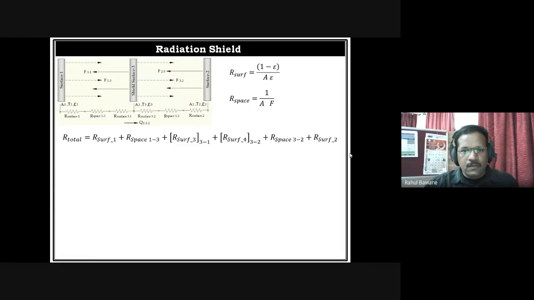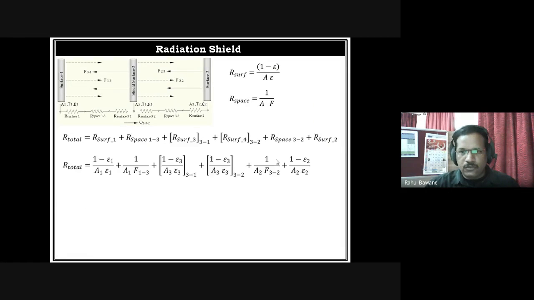Now this is our total resistance. We will put in the notation now. So what is the surface resistance for 1? It is (1 minus emissivity 1) divided by (area A1, emissivity 1). Now the space resistance from 1 to 2, so plus 1 upon area A1, shape factor from 1 to this shield, which is denoted by surface 3, so 1 to 3, plus the surface resistance of the shield.